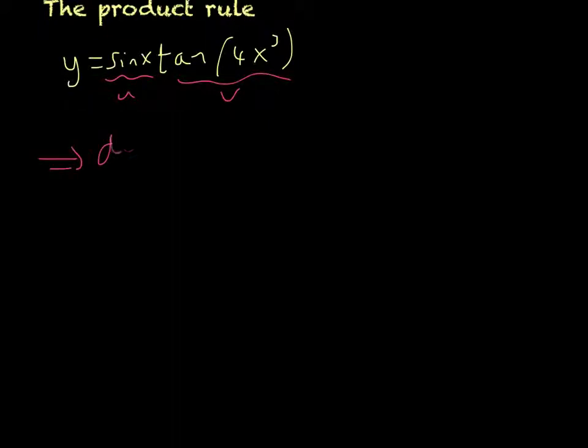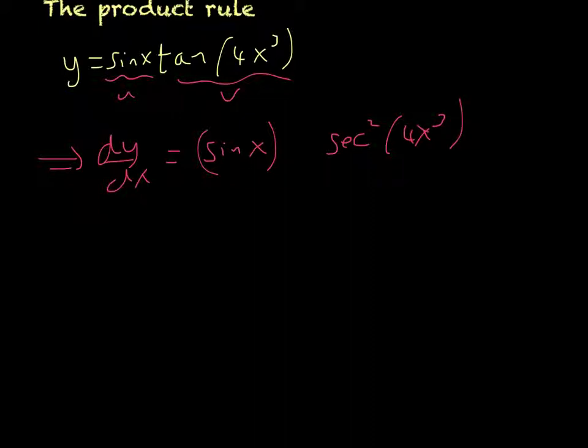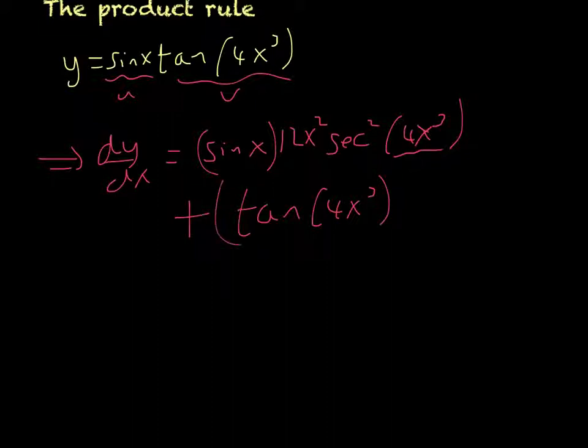I'm launching straight into dy by dx equals: u stays, so sine x stays, and then v dash is going to be tan goes to sec squared of 4x cubed, all times by the differential of the inside, which is 12x squared. Plus, remember, we'll always have two terms. This time the v stays, so tan 4x cubed, all times by our u dash this time, which goes to cos x. And we're finished.